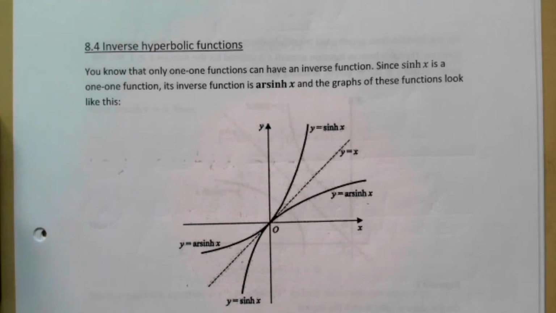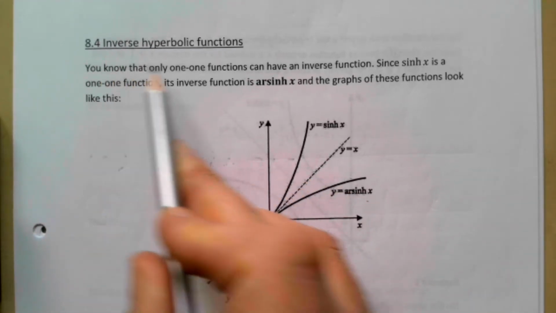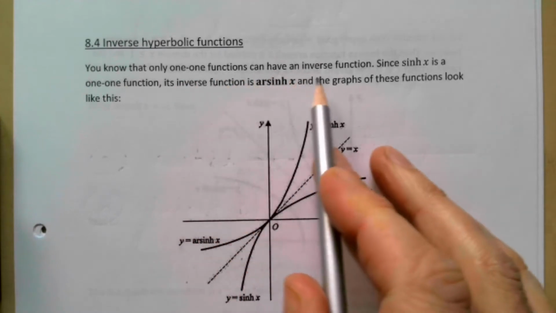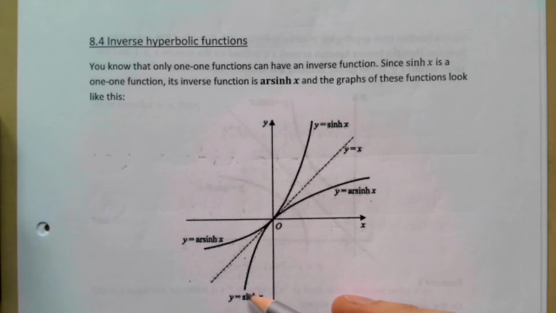This is A2 Further Maths. We're looking at Unit 8, hyperbolic functions, and this is 8.4, taking a look then at inverse hyperbolic functions. If you remember your inverse functions from A2 Maths, you know that only one-to-one functions can have an inverse function. Since sinh is a one-to-one function, look at sinh, this is it here.